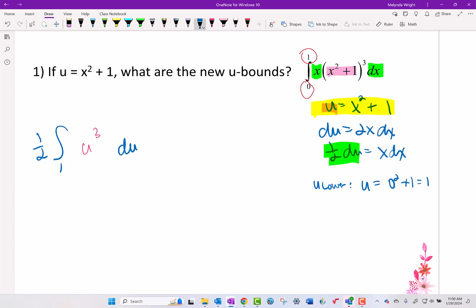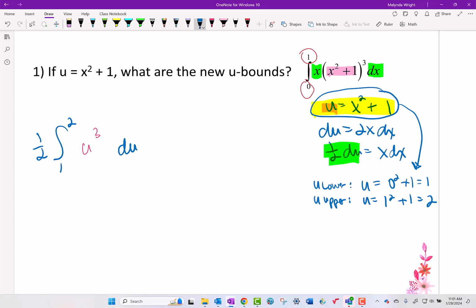And what did I do? I basically took this relationship and used it to change the bounds. That's how we change the bounds: we take the U and x relationship and we use it. Now for my upper bound, U would be 1 squared plus 1, and that would be 2. And those would be my U bounds. They didn't ask us to go ahead and actually work it out, but that's what we would have.